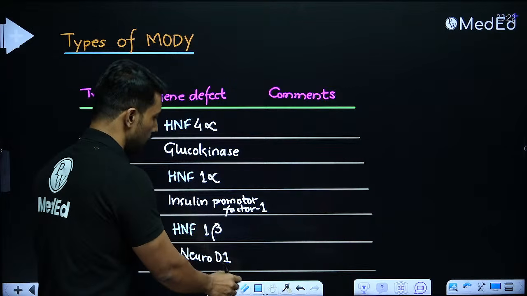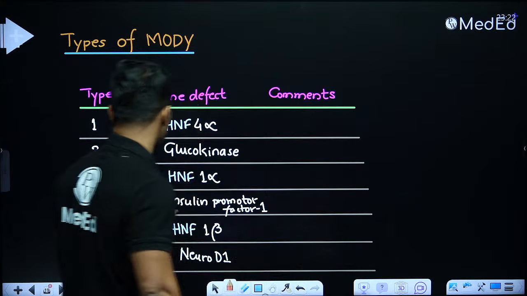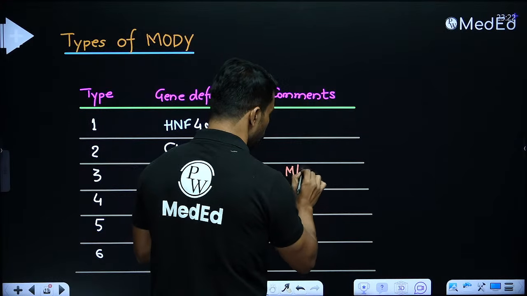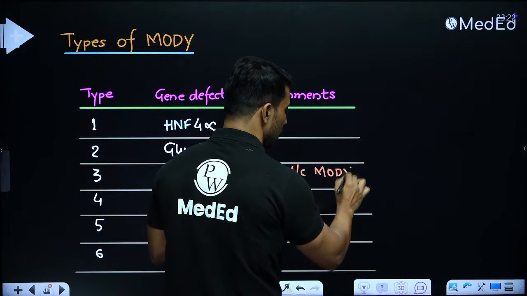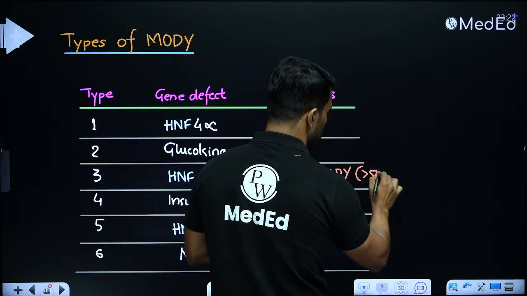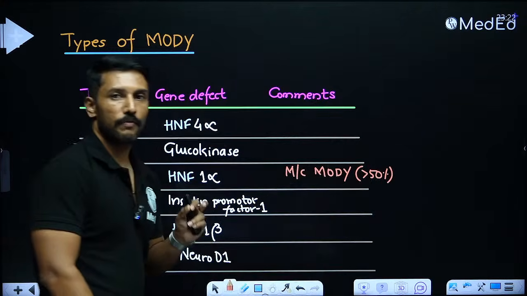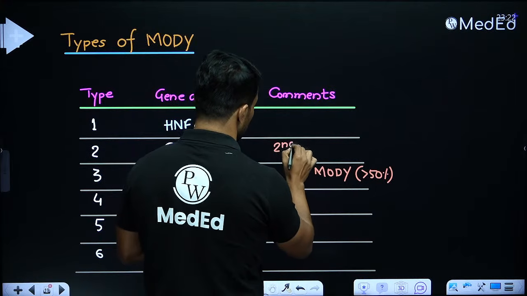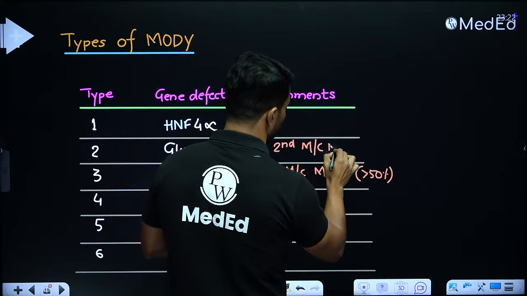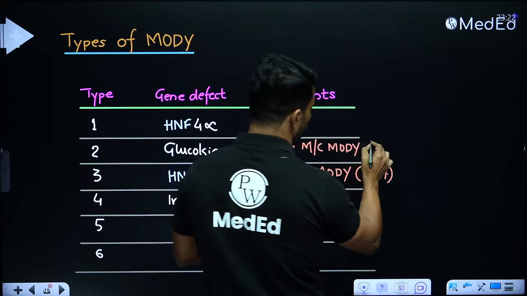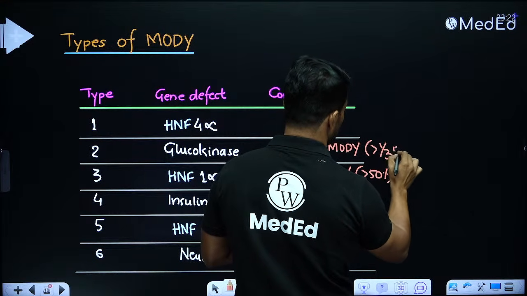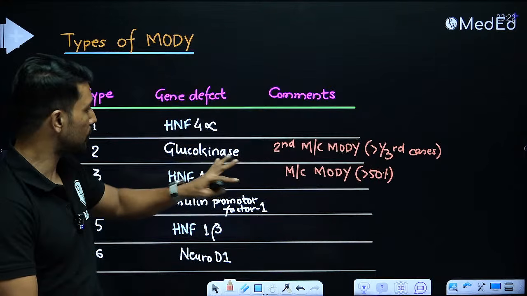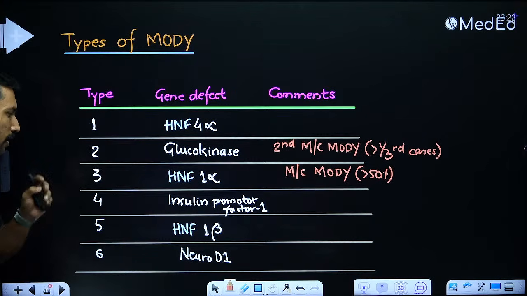The key point to note here is that they ask what is the most common MODY. The most common MODY is type 3. Type 3 is the most common maturity onset diabetes of the young, accounting for more than 50% of all cases. And then MODY 2 is the second most common, accounting for more than 1/3 of cases. When I say more than 1/3, almost 33. So 50, 33, almost 80, 90% of MODY cases belong to MODY 2 and MODY 3.